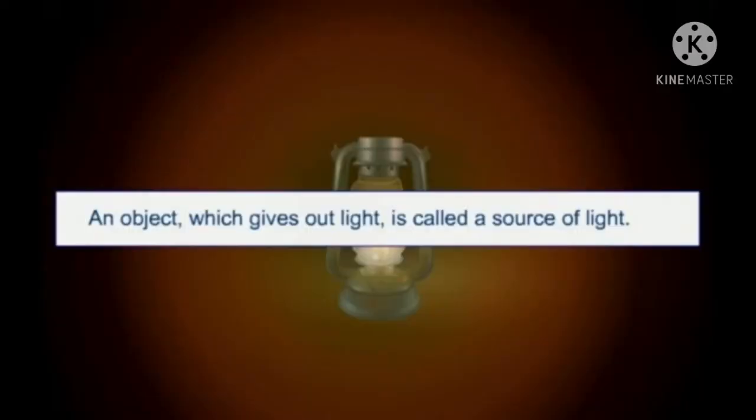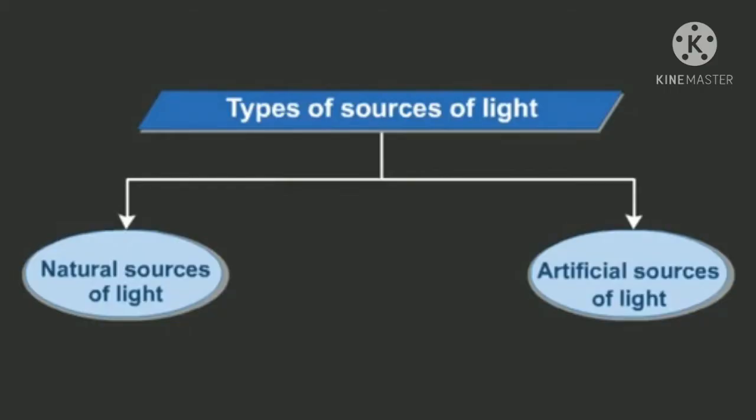An object that gives out light is called a source of light. That means any object that emits light is called a source of light. All luminous objects are sources of light. Sources of light can be classified as natural sources of light and artificial sources of light.